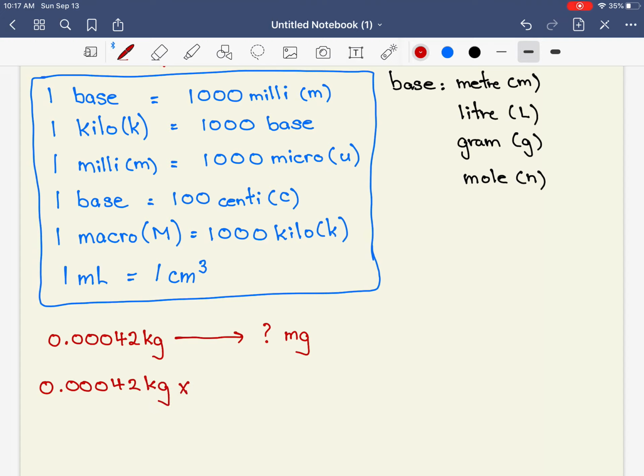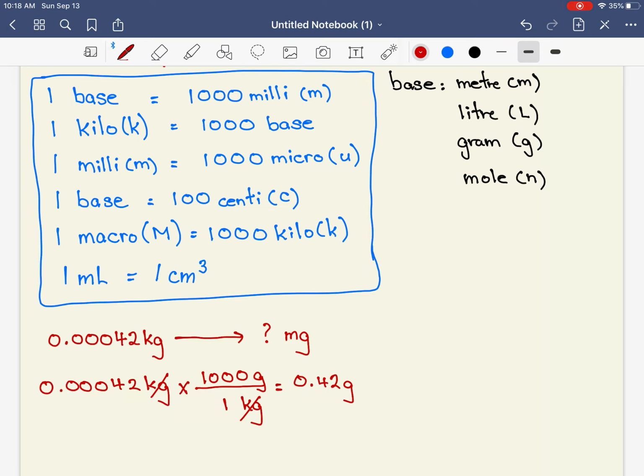So I have 0.00042 kilogram. I'm going to change that to base. Okay? So for every kilogram is 1,000 gram. Okay? I got that relationship from here. Kilograms and kilograms cancel. Okay? And I'm left with, of course, just to make sure I did it right and I didn't make any mistakes in terms of moving that decimal around, I get 0.42 grams. Okay?